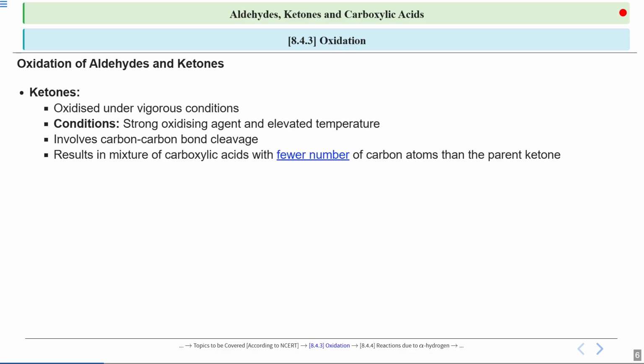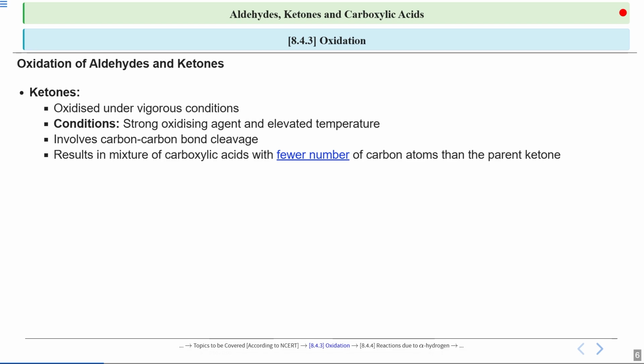Now, what happens as a result of the oxidation process? We get a mixture of carboxylic acids. So when you oxidize a ketone, you get a mixture of carboxylic acids. Now, these acids, or I can say the mixture of carboxylic acids, have fewer carbon atoms than the original ketone. Now, what does this indicate?